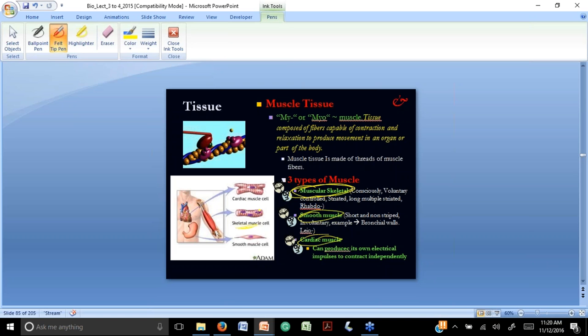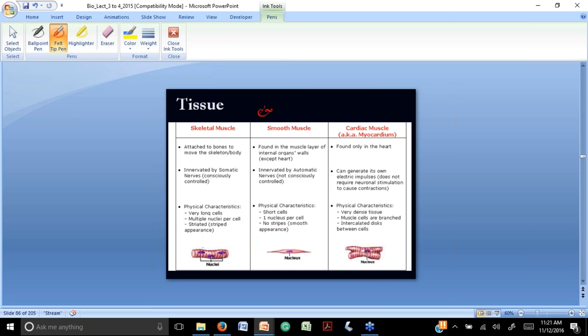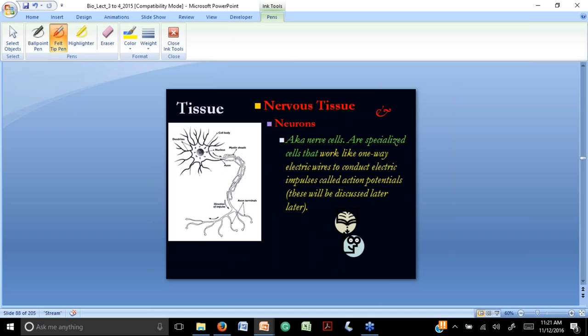So how many types of muscles do we have? Three types of muscles. And remember, the cardiac is involuntary. So remember, in the nervous system, the smooth muscle is involuntary too. Smooth muscle and cardiac muscle are involuntary, and the skeletal muscle is voluntary. It's the only one that is voluntary. So knowing that, you can be happy to just have that information.